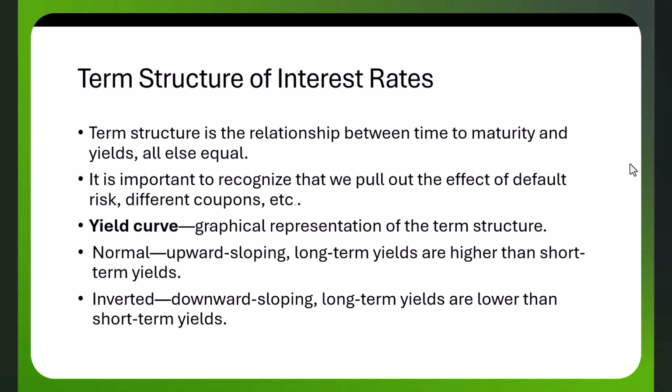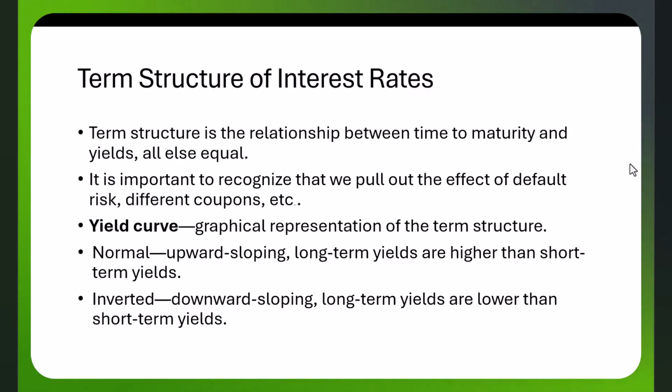Let's take a look at the term structure of interest rates. So the term structure is the relationship between the time to maturity and yield to maturity, all else being equal. In a previous video, I discussed how you compute yield to maturity, and I'll provide a link below if you need to see that.